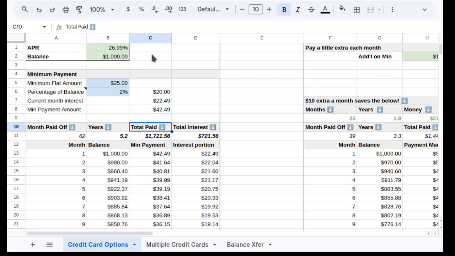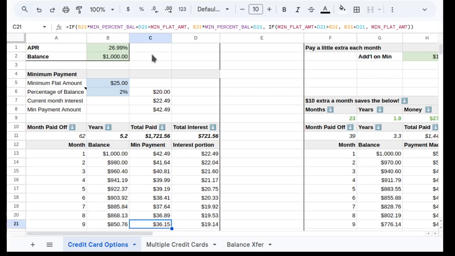So if you pay only the minimum amount, it'll take you 62 months to pay off, a little over 5 years. The total amount that you would have paid is $1,721. The total interest would have been $721.56. And you can see for the first month, you're paying these values. And then I keep calculating the minimum payment as the months go by.